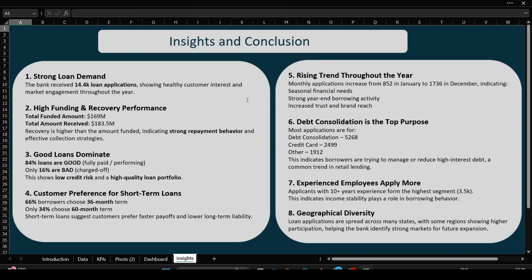Debt consolidation is the top purpose. Most applications are for debt consolidation, which is 568, which indicates we should focus more on debt consolidation loans, followed by credit card and others.